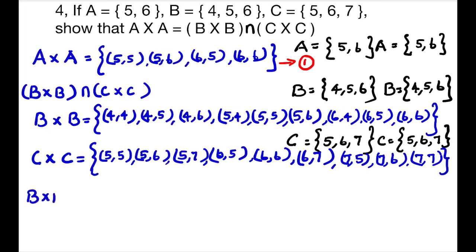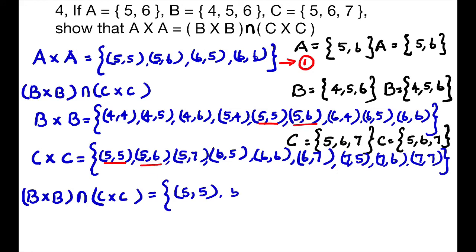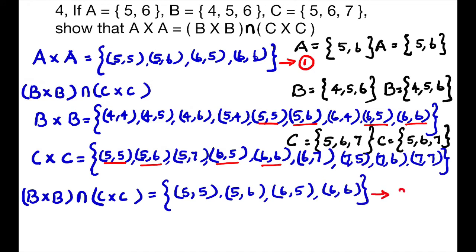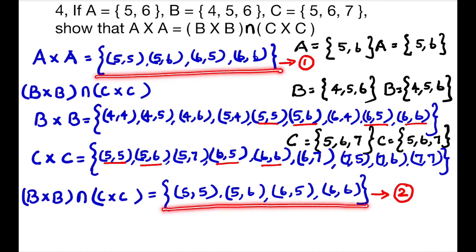B cross B intersection C cross C is the set of all ordered pairs common to both B cross B and C cross C. Let us find the elements common to both. Ordered pair (5, 5), ordered pair (5, 6), ordered pair (6, 5), ordered pair (6, 6). Denote it as 2. From 1 and 2 we get A cross A is equal to B cross B intersection C cross C.